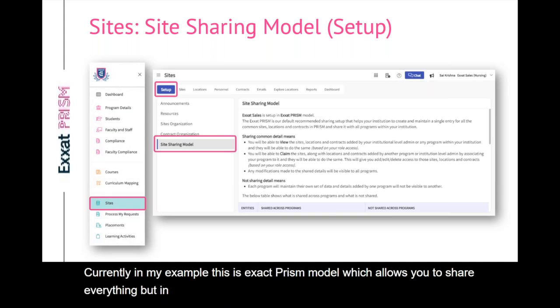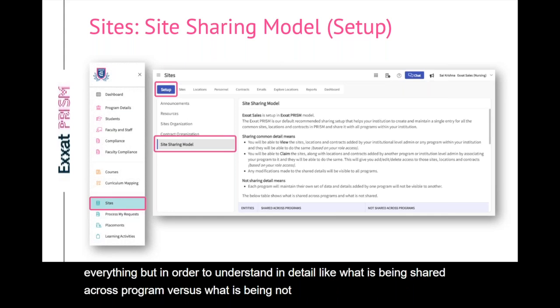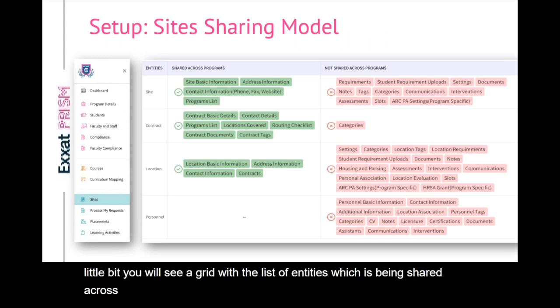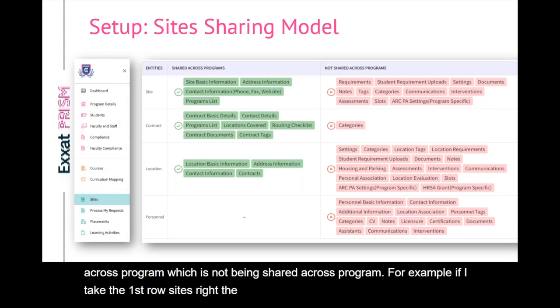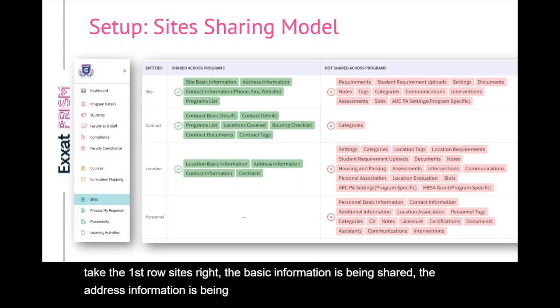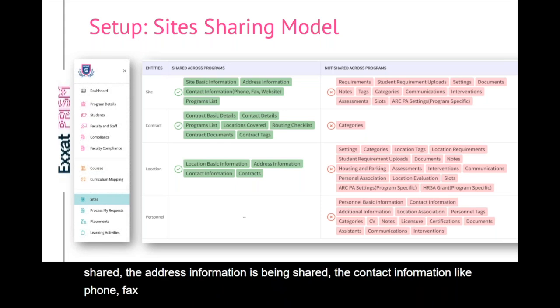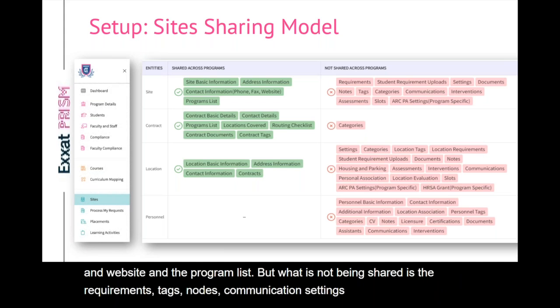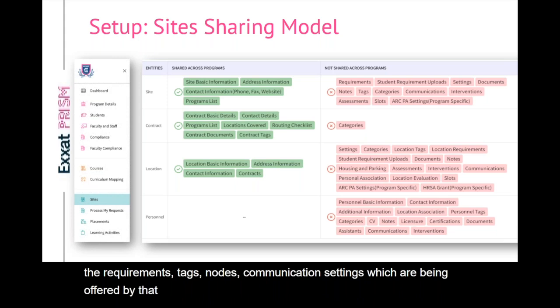But in order to understand in detail what is being shared across programs versus what is not being shared, when you scroll down a little bit, you will see a grid with the list of entities which are being shared across programs and which are not. For example, if I take the first row, sites, the basic information is being shared, the address information is being shared, the contact information like phone, fax, and website, and the program list. But what is not being shared is the requirements, tags, notes, communication settings which are being offered by that site, and slots.